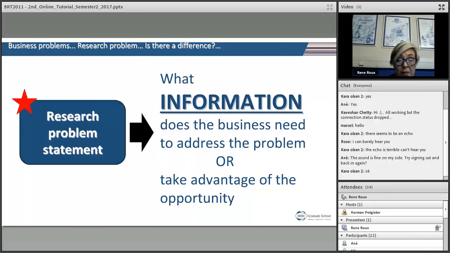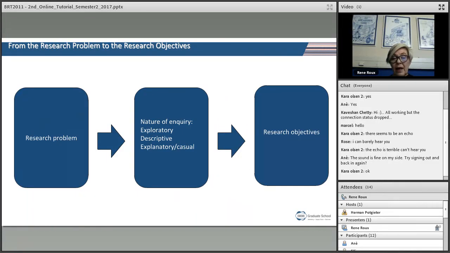From a research problem point of view, what information do they need to understand why the sales figures dropped month on month? Why is there a decrease? Once they understand the reasons for that, they can take action. So the information is about understanding the reasons for the decrease in sales. And then they can take action, which is the business side. I hope that makes sense.